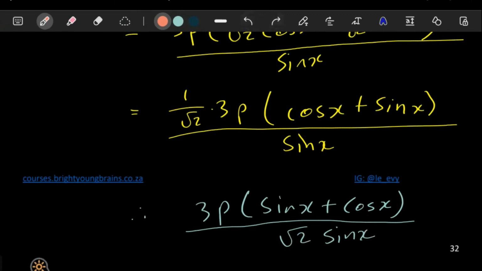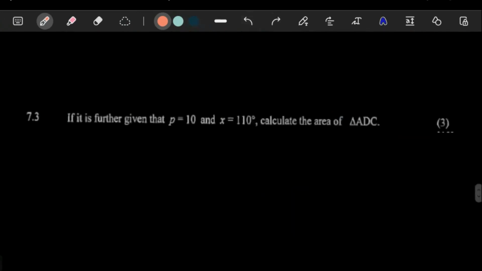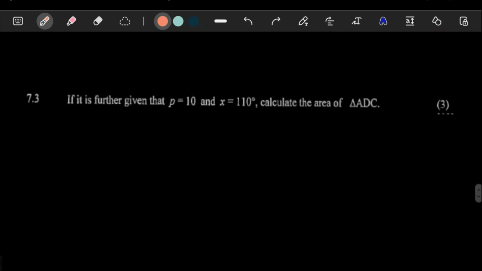So let's keep it going. What's the next question now? The next question says it is further given that p is equal to 10, x is equal to 110. Calculate the area of ADC. There's A over here, D over here, C over there. So there's x here, which is 110. There's 45 here.